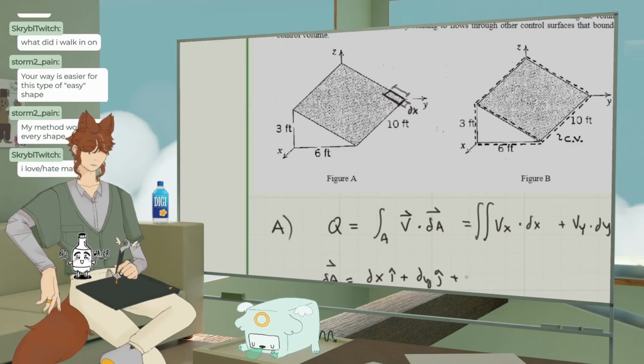dy j hat plus dz k hat? But we need to relate those to each other somehow.